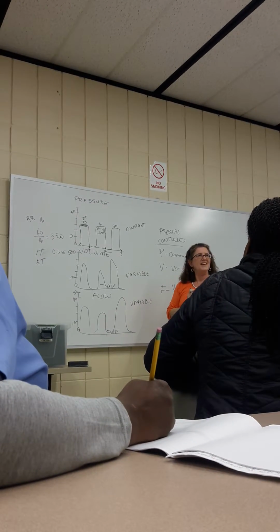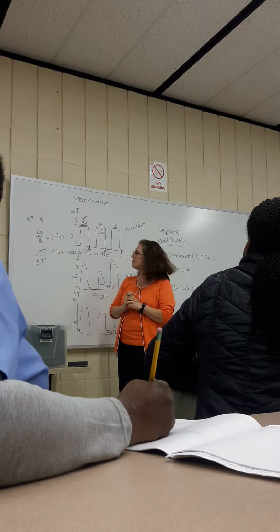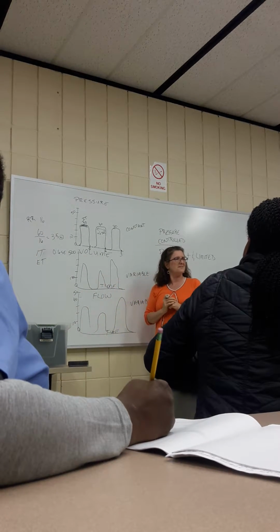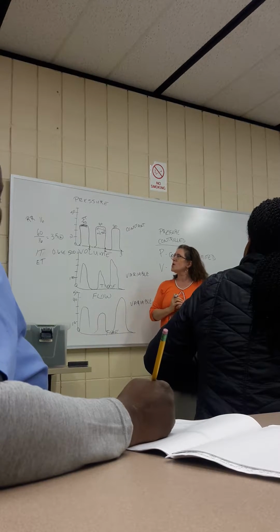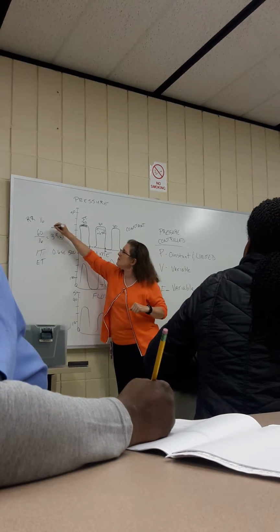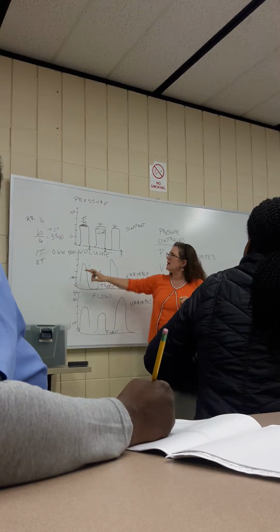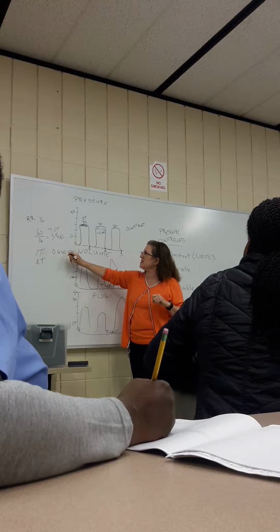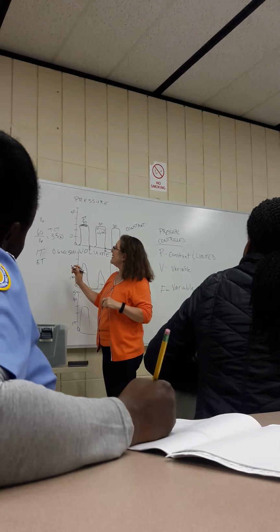We're going to subtract that from 3.5, which is 2.9. If my total cycle time is, let's say, 3.5 seconds, and 0.6 seconds is inspiratory time, the rest is 2.9.